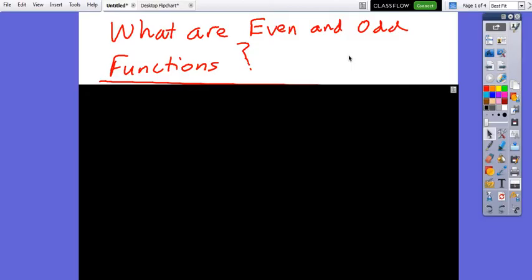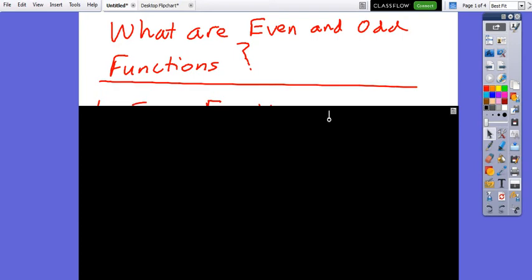Today we're going to be discussing even and odd functions. So the question that you want to answer is, what are even and odd functions? We're going to describe even and odd functions in two ways: graphically and algebraically. Okay, so let's first describe even functions graphically.